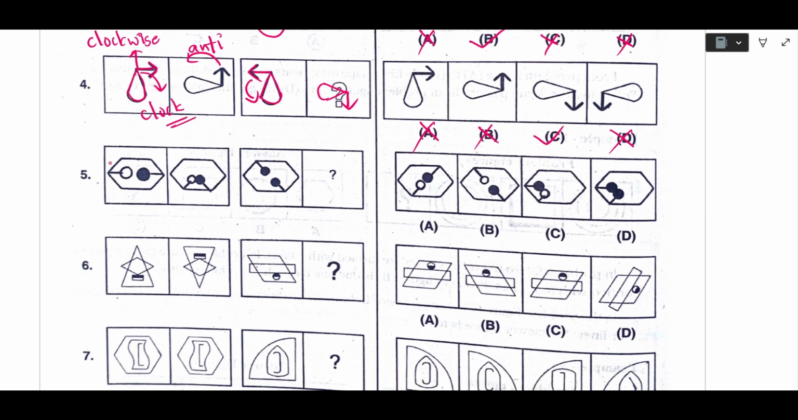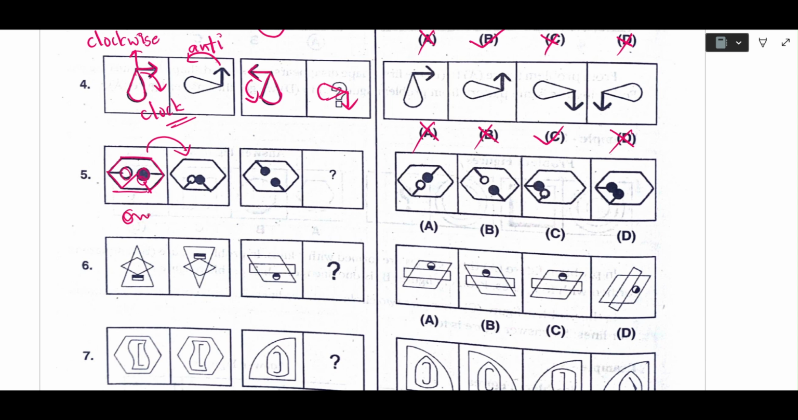Look at 5. Here there is a hexagon and there are two internal circles, one white circle and one black circle. What is the change that happened from here to here? Both the circles came one step closer together. So it came one step forward and also one step closer. Both of the circles are coming one step closer.